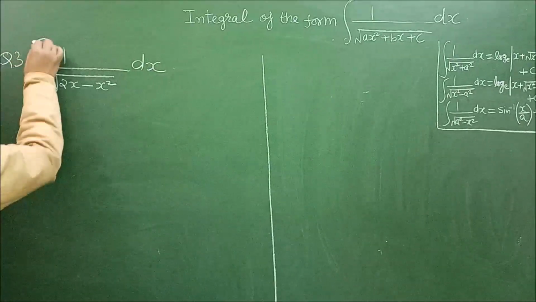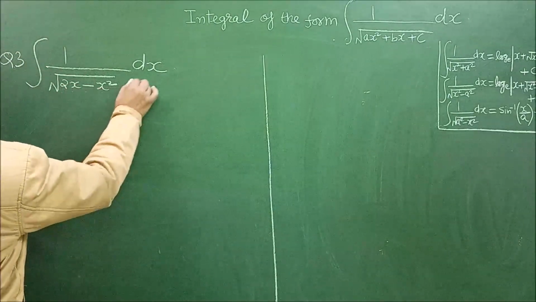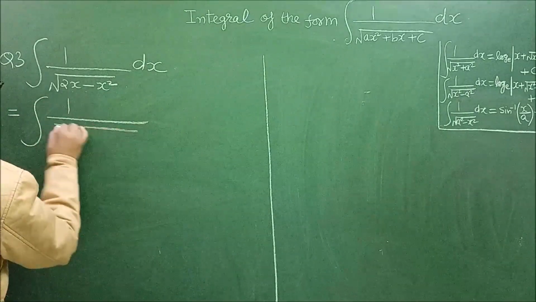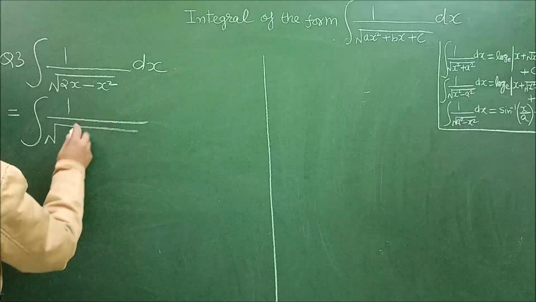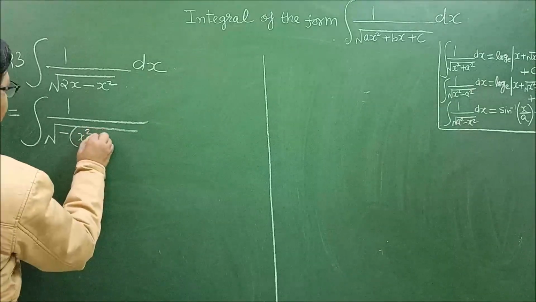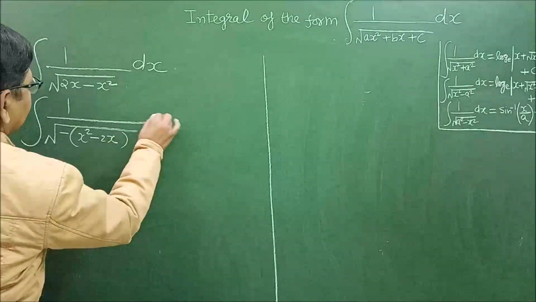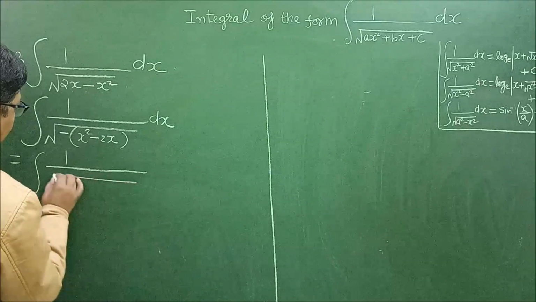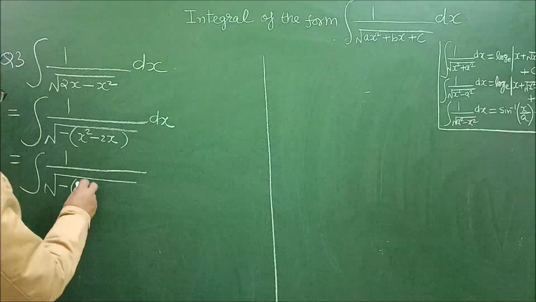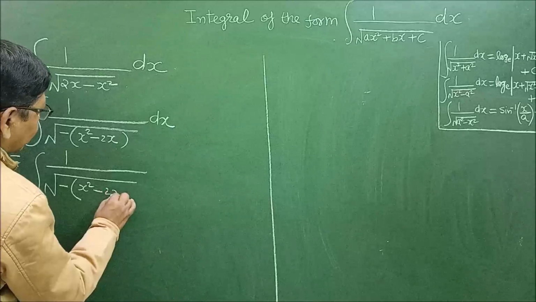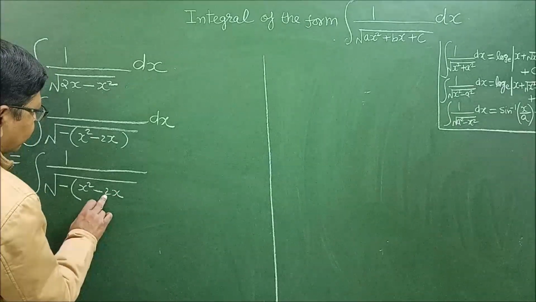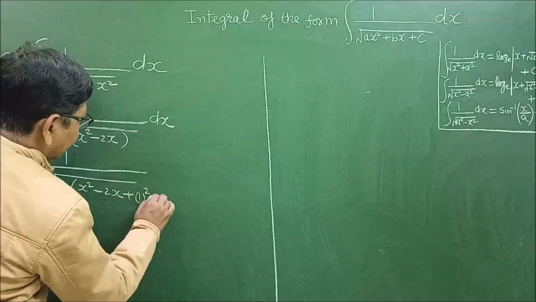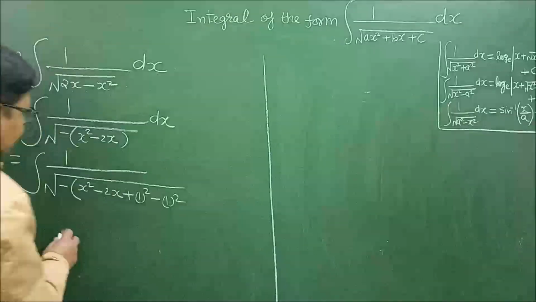Find the integral of 1 upon under root 2x minus x square dx. So this is equal to 1 upon under root of, and to make this positive take the negative sign common, x square minus 2x dx, which is equal to the integral of 1 upon under root minus, and x square minus 2x. The coefficient of x is 2, half of 2 is 1, so adding 1 square and minus 1 square, so this is dx.